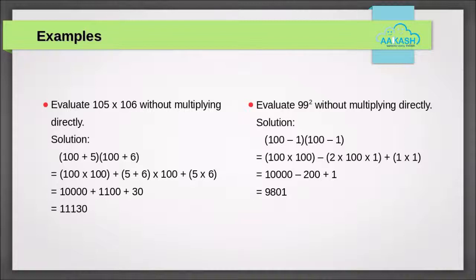Similarly, we try to evaluate 99 square without actually multiplying 99 with 99. We can write 99 as 100 minus 1. Hence we get an expression which is in the form of the square of a difference. In this case, the first term is the square of 100, the second term is negative, and it is twice the product of 100 and 1, and the third term is the square of 1. Substituting these values, we get the square of 99 by just using simple addition and subtraction.